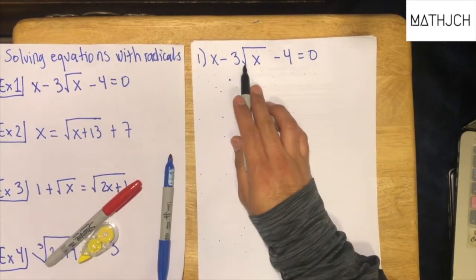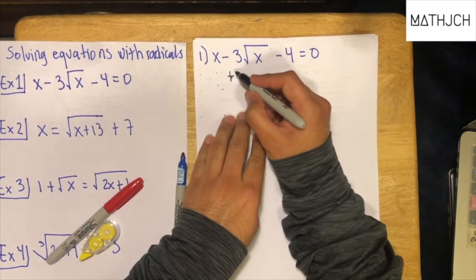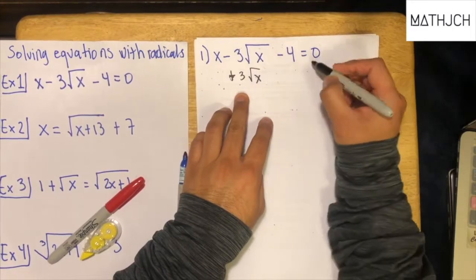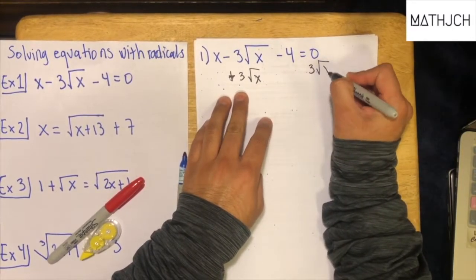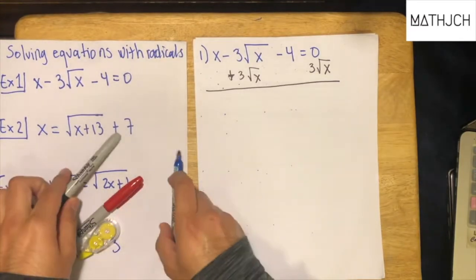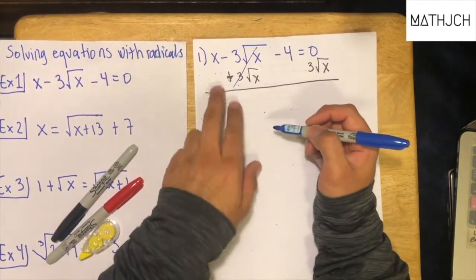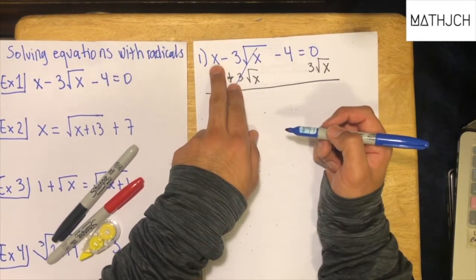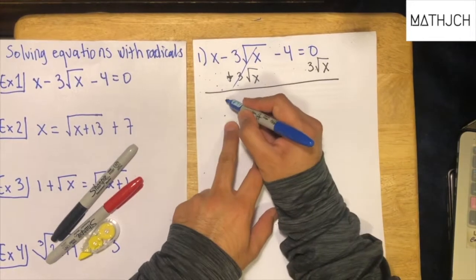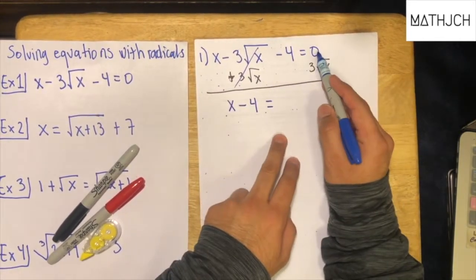This term is subtracting, right? So the opposite will be addition. So we're going to add 3 square root of x to both sides. So this term, minus and plus, cancels. So we are left with x minus 4 because this cancels out. So we are left with x minus 4 equals 0.